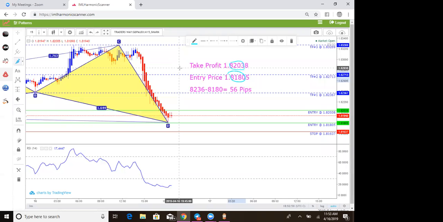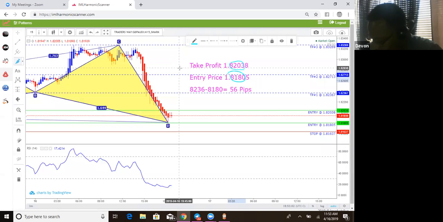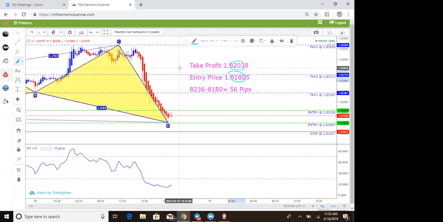Does it make sense? Yeah, it do. Okay, perfect. So, even if you added the pipette on, you would get 56.2 pips.